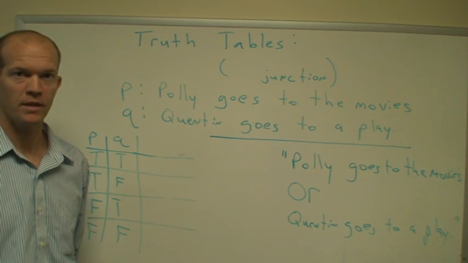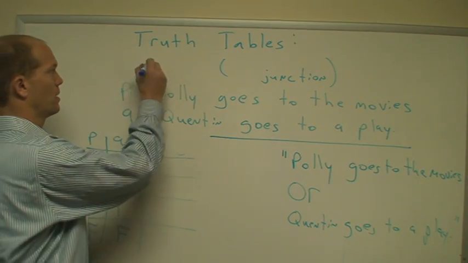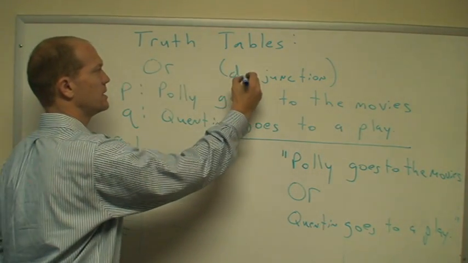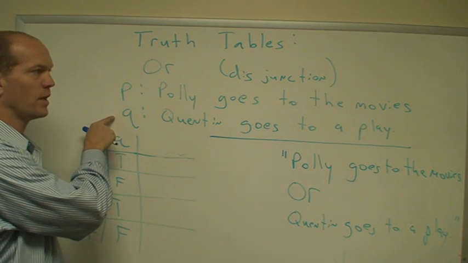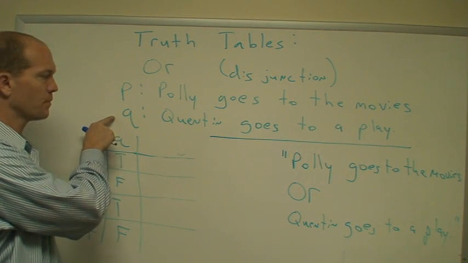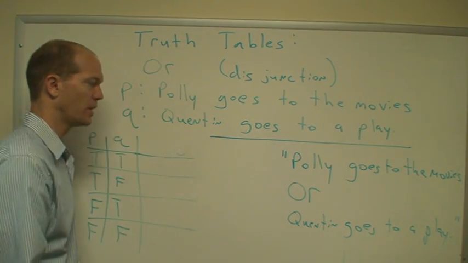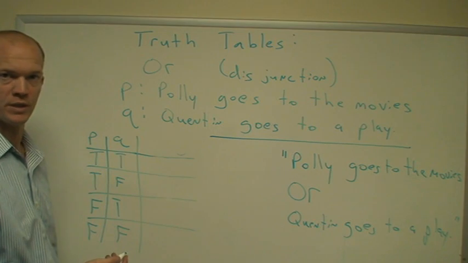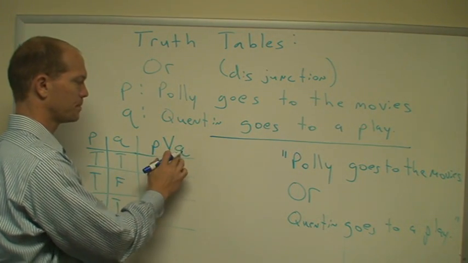Now let's consider the compound statement P or Q. So here I'm looking at the or, the disjunction. I'm going to keep the statements P and Q where Polly goes to the movies and Quentin goes to a play. And we're going to consider the statement Polly goes to the movies or Quentin goes to a play and fill in the appropriate truth table. Here we're going to write P or Q.